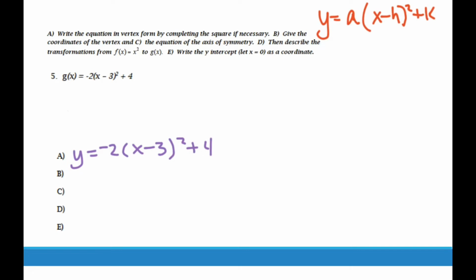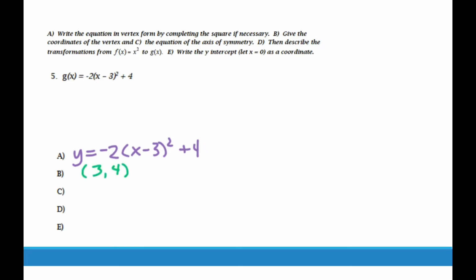Okay, so for part B, we're going to give the coordinates of the vertex, and that's going to be (3, 4). Remember the 3 comes from there and the 4 comes from there. Part C, the equation of the axis of symmetry. Remember that has to do with the vertex. So looking at the vertex, which we just put right there, what does that tell me about the axis of symmetry? It's going to be x is equal to 3.